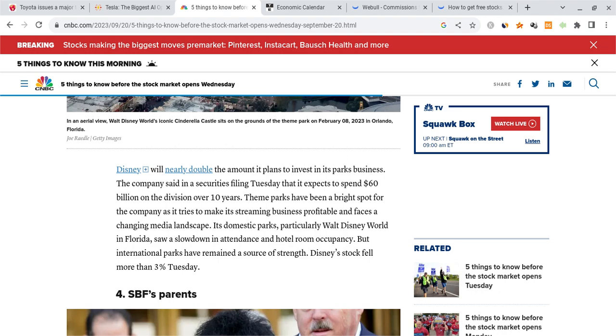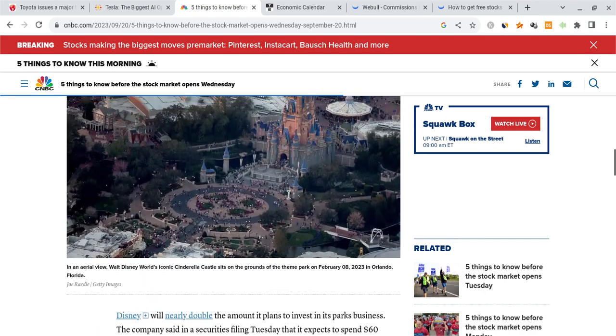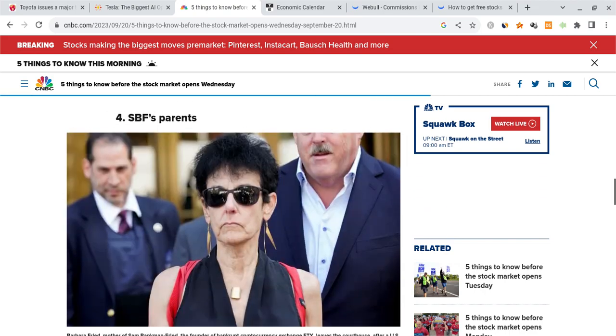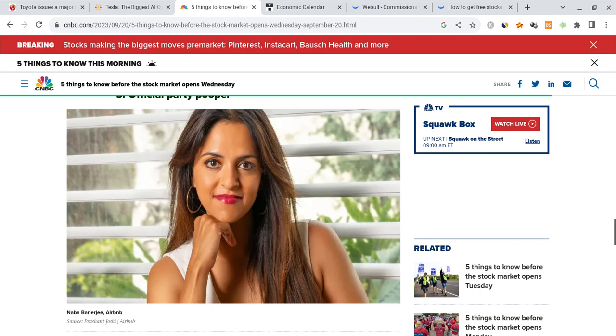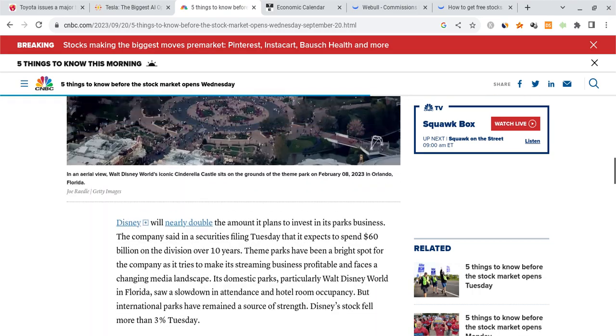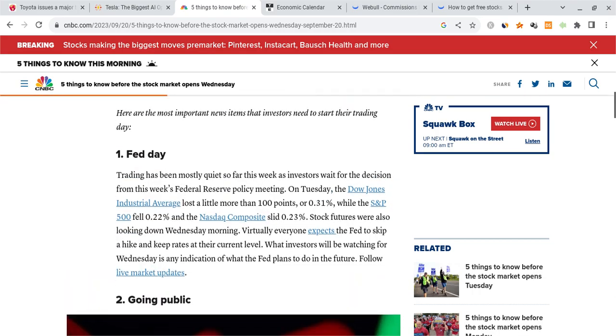There's also news that NIO is likely going to double the amount it plans to invest into its park business. And this, once again, is going to be great for them, as these parks are very popular and great attractions for many people out there. Besides that, I would say that's pretty much it for now in terms of the news.